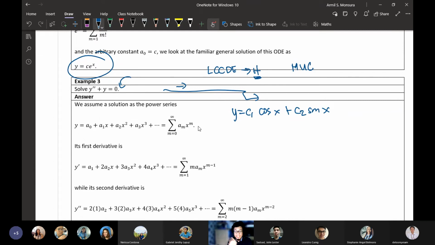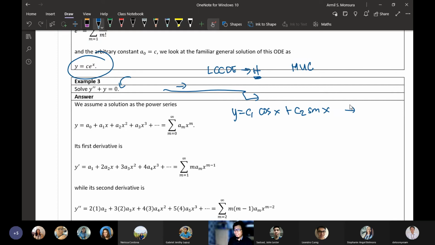But kaya natin siya ginagawa dito is number one, we just want to verify yung solution ng power series method. Okay, we want to verify the solution of the steps undertaken using the power series method with a DE that can be solved with elementary methods. Kailangan lang natin ng point of comparison.